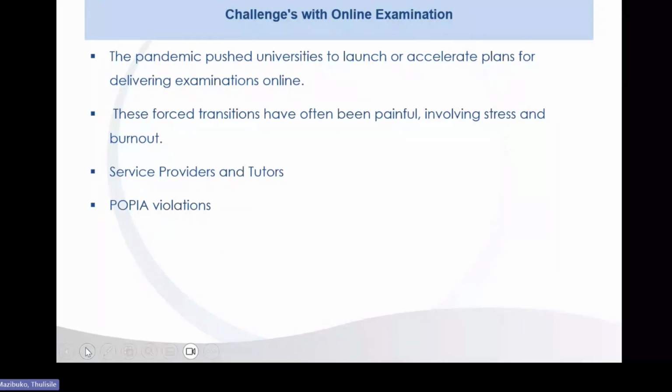And remember, with service providers, you are actually contravening the PAPIA Act on yourself. Because if you give someone else your student number or your credentials, you tell them to write this exam for you and whatnot, on its own, the PAPIA protection falls away because you violated it from the start. So we no longer consider that.